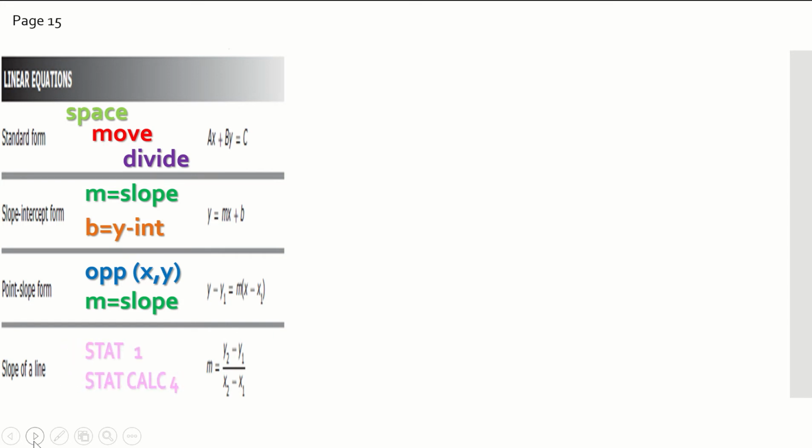And the last equation given is the slope of a line, change in y over the change in x. And remember, if you're given table values, we can enter those into STAT Edit, or STAT 1, and then run a linear regression, STAT CALC 4, to find the rate of change or the slope.